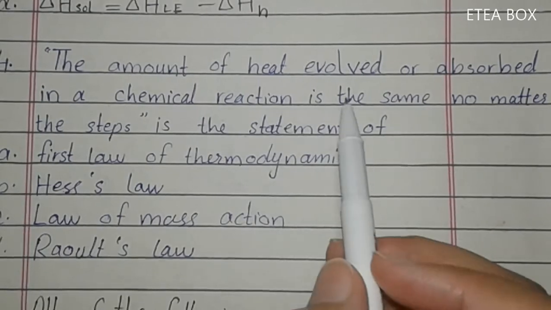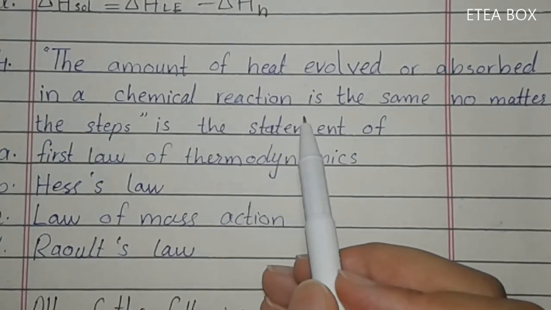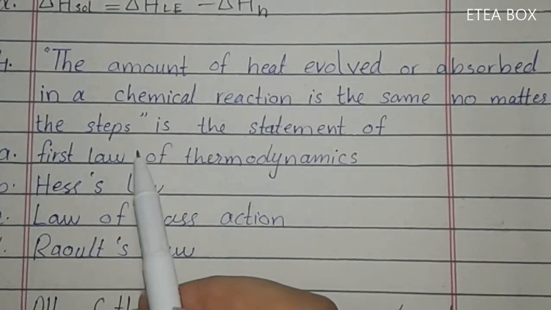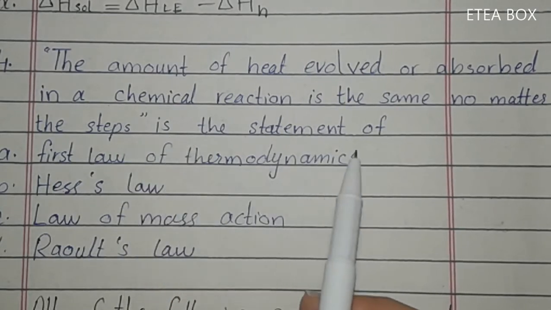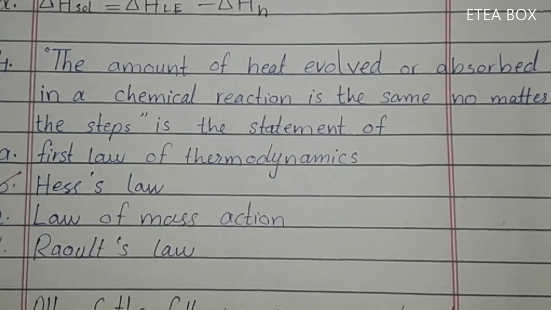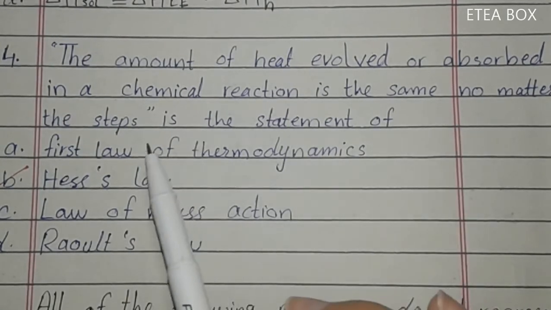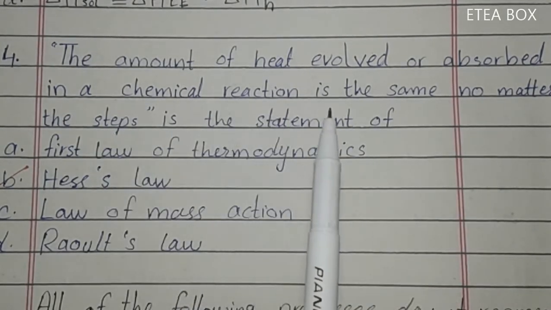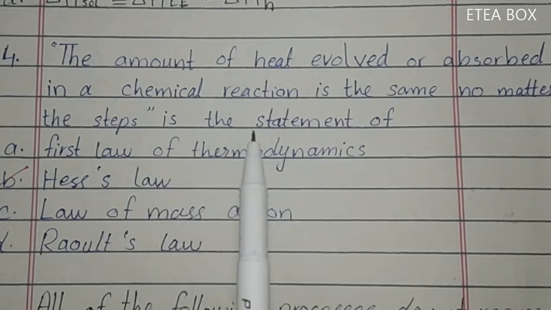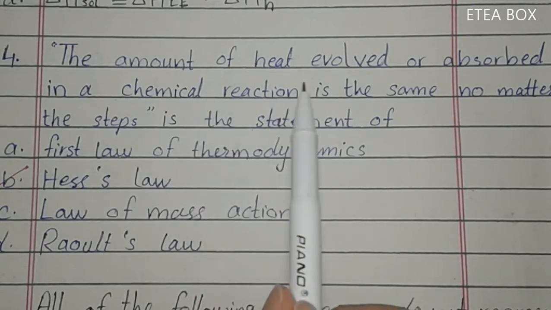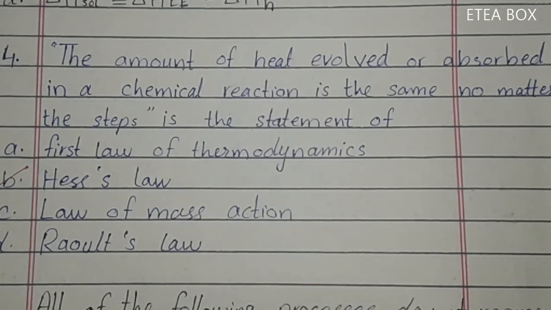The amount of heat evolved or absorbed in a chemical reaction is the same no matter what the steps are. This is the statement of Hess's law. Hess's law says that the amount of heat evolved or absorbed in a chemical reaction is the same whether the reaction occurs in a single step or in multiple steps. So the amount of heat will be the same here. So it is the statement of Hess's law.